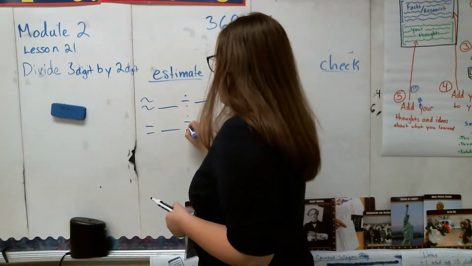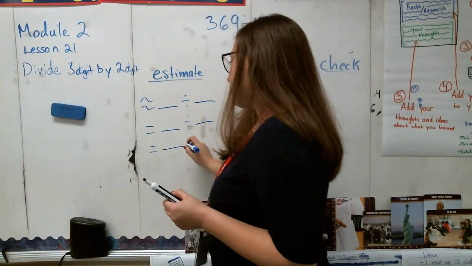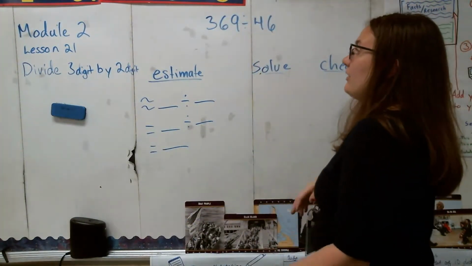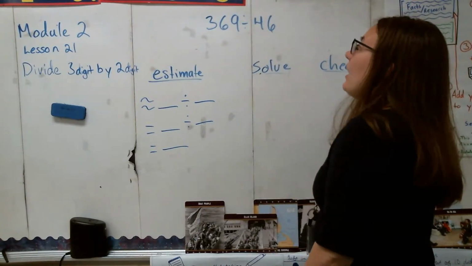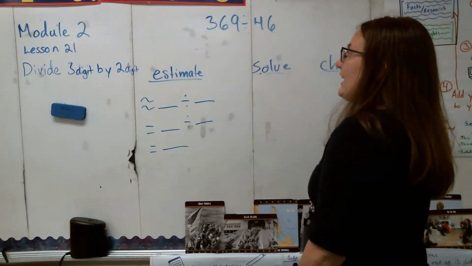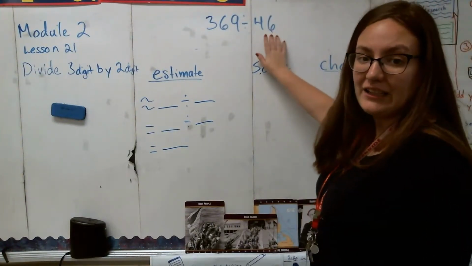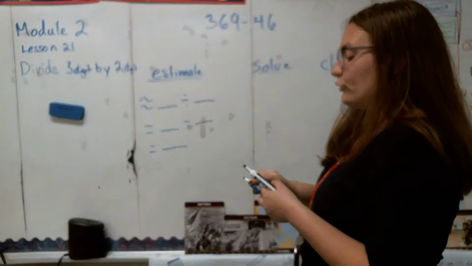And I want to figure out what my answer is going to be close to. So I'm going to take this 46 and think about which way I could round it. I could round it up to 50. I could round it down to 40. And I'm going to show you, in this case, I'm going to round this down to 40.